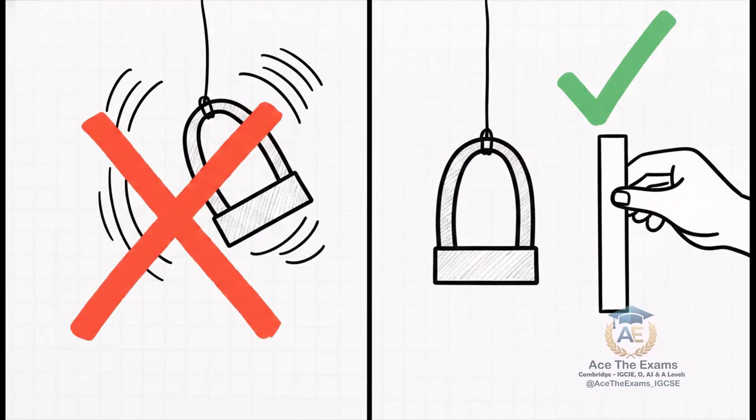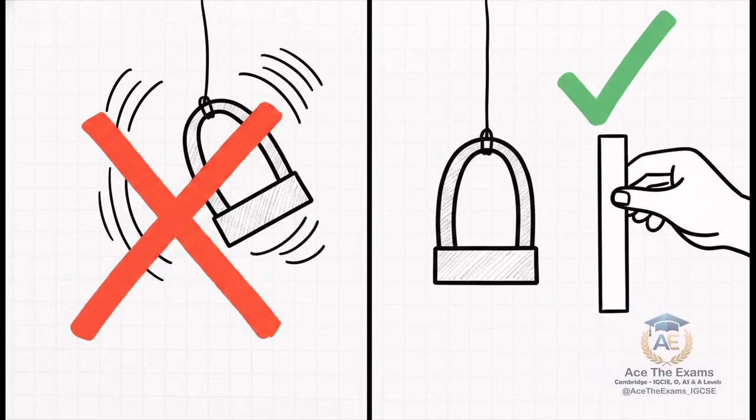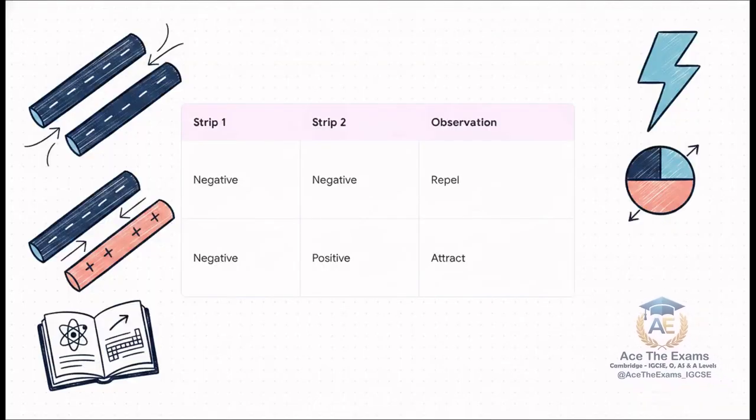Now wait, before we even look at the interactions, there is a crucial, absolutely vital practical method detail you cannot ignore. You must ensure the suspended strip in that paper stirrup is completely stationary before you bring up the second charged strip. Examiners love to test this. If that strip is already swinging around, you can't accurately tell if its movement is caused by an electric force or if it's just leftover kinetic energy from being bumped. If it's swinging, your data is completely invalid. Okay, now for the scientific reasoning.